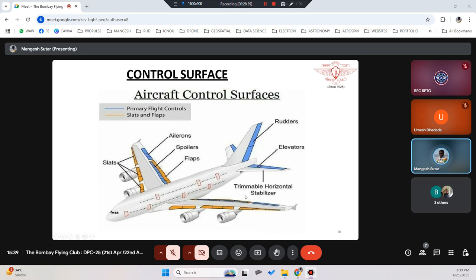Whereas on your horizontal and vertical stabilizers, on the horizontal stabilizer you have elevators, whereas on the vertical stabilizer you have rudders. Okay, so these three controls, forget about spoilers, flaps, slats and all these things for now. These are available only in the bigger aeroplanes like Boeing aeroplanes, Airbus aeroplanes.